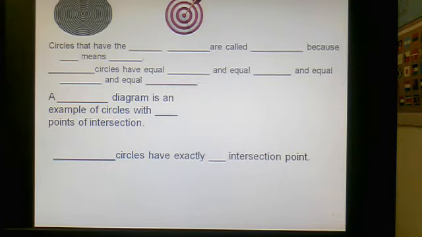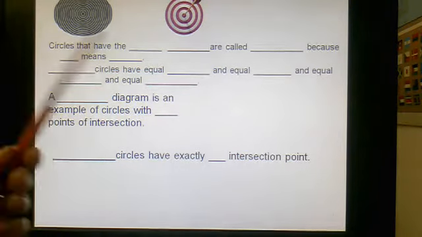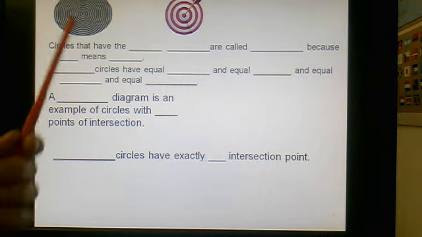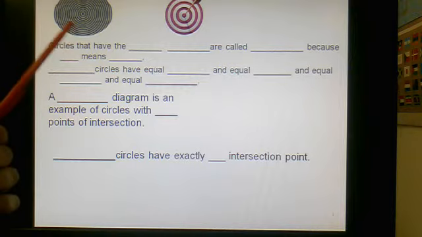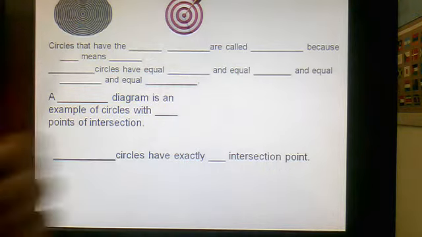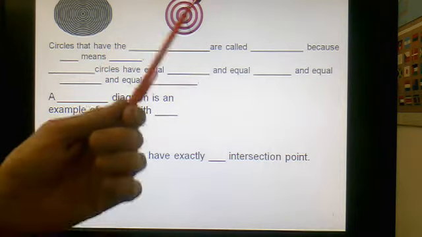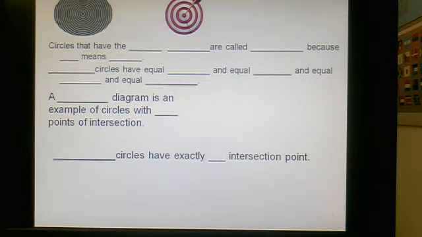A couple more definitions, probably not as critical as the ones we had previously, but they're ones you should be familiar with. You'll see a target here, and you'll see kind of like one of those hypnotizing things. I don't know what they're called. It's not a spiral, it is a bunch of circles. And this is a bunch of circles. Think about what all of these circles have in common. Or think about what all these circles have that's exactly the same.